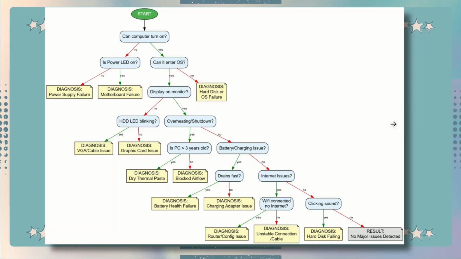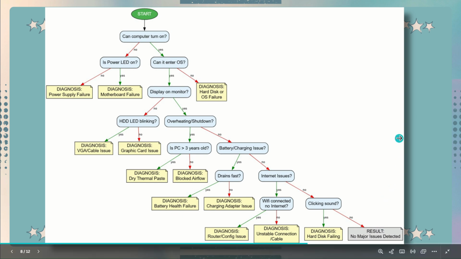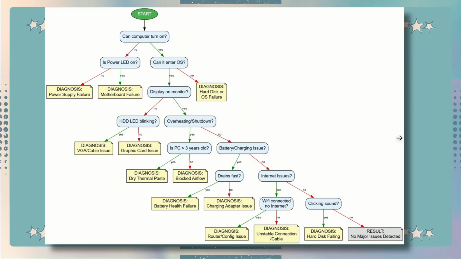This is the tree-based diagram we used to represent the reasoning flow. So basically, the system will ask a few computer performance related questions, and based on the user's answers, the system will find out whether there is any issue with the user's computer hardware. If yes, the system will come up with a diagnosis result, and if there is no problem with the user's computer, then the system will output no major issues detected.